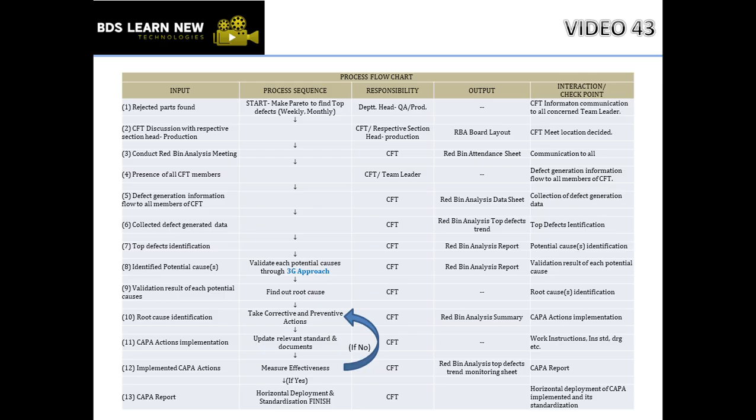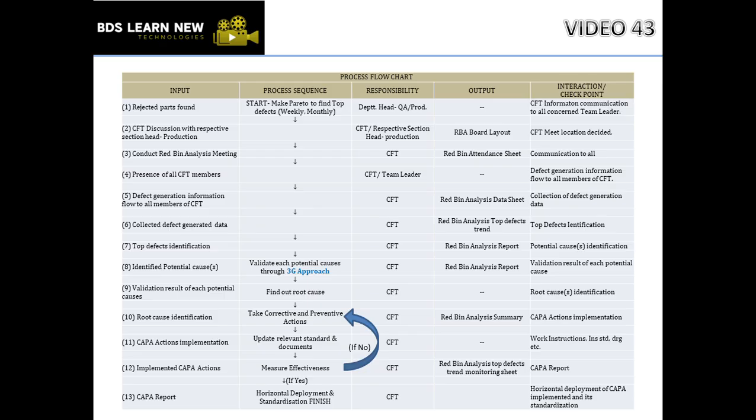Then second is CFT discussion with the respective section head of production. Who is responsible? CFT and the respective section head of production. In this case, the output would be the RBA board layout. So the red bin analysis board would be kept in our regular production. We have to decide the location, right? This is the same location where the board should be put in the regular production area.